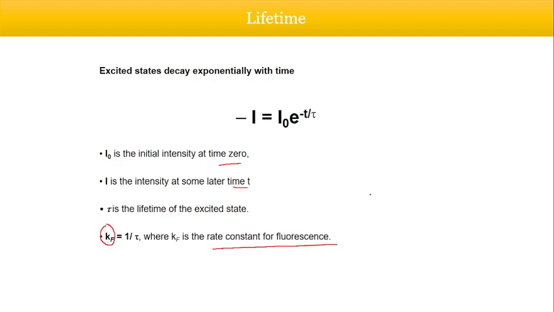So there can be questions where you are given the intensity at time t and you know your initial intensity, or you can express it as a percentage, where you consider I0 as 1, and then you know the I value, and from there you can calculate your tau value if you know the time t. From there, you can calculate the rate constant of your fluorescence. So the kf value can be calculated.